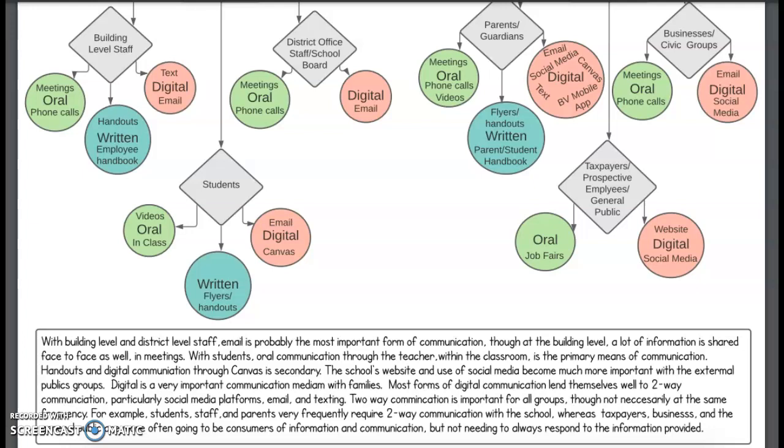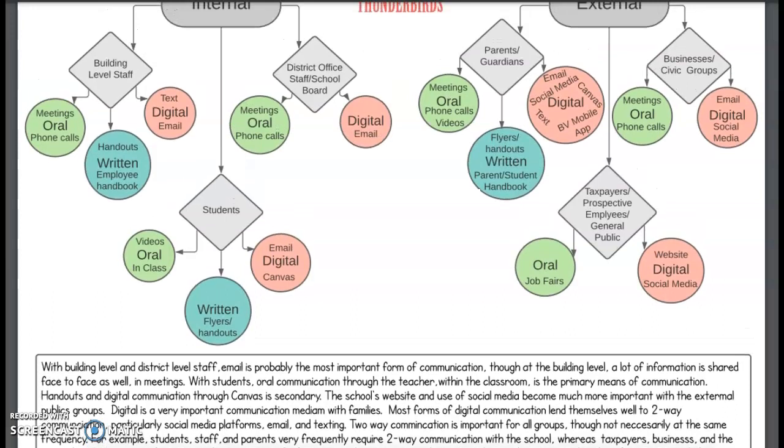And thinking about the two-way communication, I think it's important for all groups. The way that I would interpret it, though, is it's not necessarily important with the same frequency. For example, students, staff, and parents are going to very frequently require that two-way communication in order for the communication to be successful. Whereas taxpayers and businesses are going to be more often consumers of the information and communication, but not always really needing to respond to the information provided.